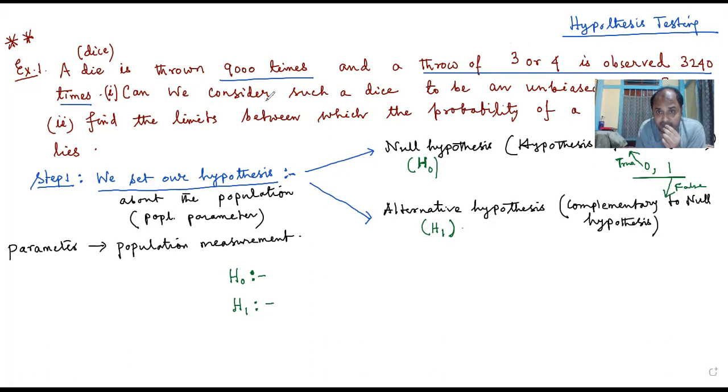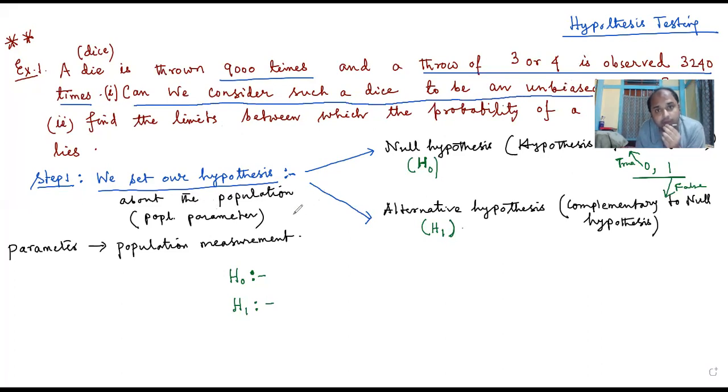Okay, but this ratio that we are talking about, we can see from the line of the problem, is actually the ratio related to the sample, or you can call it a sample proportion. So if the sample proportion is my measurement, obviously the corresponding population parameter will be the population proportion. Also, another thing you observe is that in the problem we have been asked whether this die is unbiased or not.